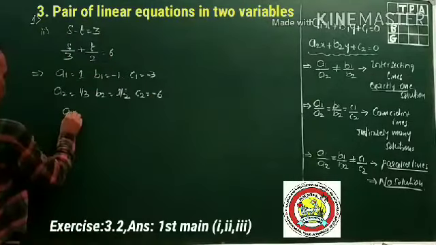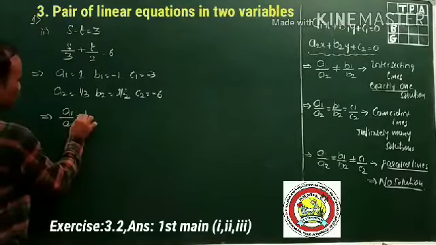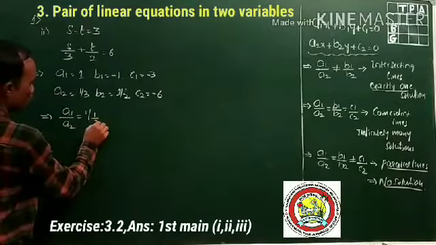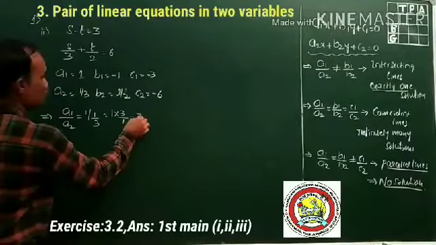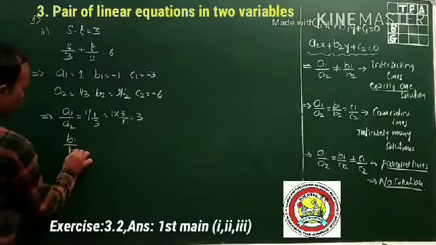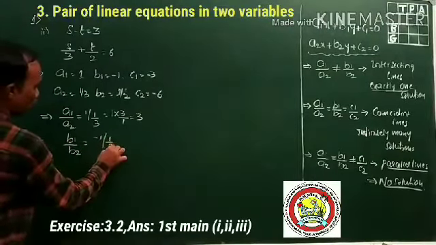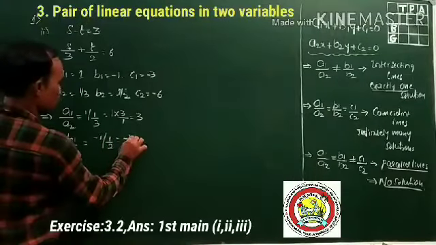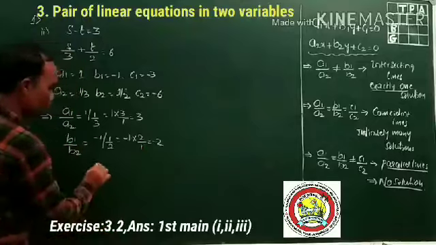Now we check a1 by a2. That's 1 divided by 1 by 3, so this is equal to 1 into 3 by 1, which is equal to 3. Next, b1 by b2 is equal to minus 1 divided by 1 by 2. So this is equal to minus 1 into 2 by 1, which is equal to minus 2.